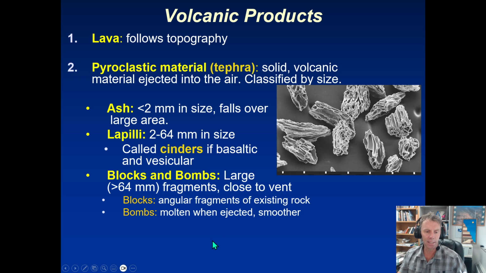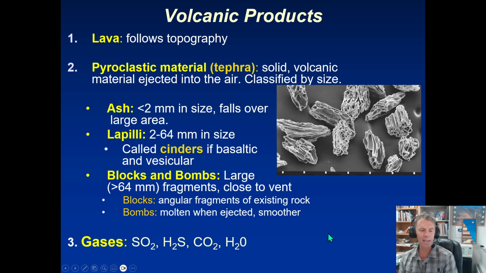And then our last thing here to wrap up this episode is gases. The other thing that is emitted from a volcano when it erupts is volcanic gases: sulfur dioxide, hydrogen sulfide, that rotten egg smell that's associated with volcanoes, but also CO2, carbon dioxide, and water vapor. We'll talk about those as hazards later as well. But fundamentally, those are the three things that are erupted or ejected from a volcano: lava, pyroclastic material or tephra, and then the gases.